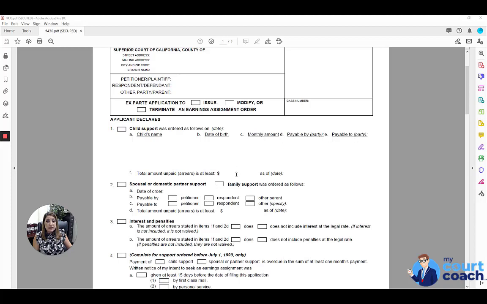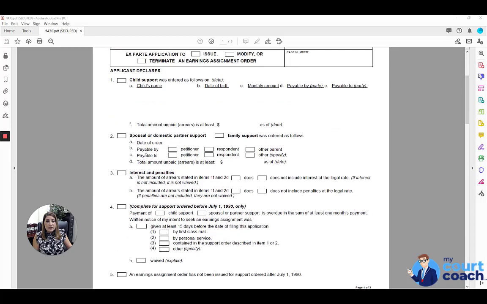If there's any arrears that were included in that order, you would include that in F and include the total amount and the date that that total amount was determined. Then below that, if there's any spousal support ordered that should be included in this garnishment or termination of garnishment, mark the box that says spousal support, or if there's family support, you could mark that box as well.